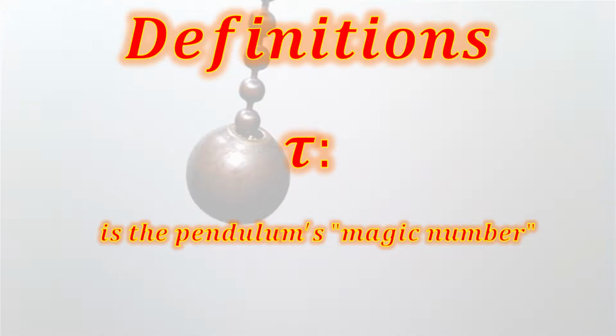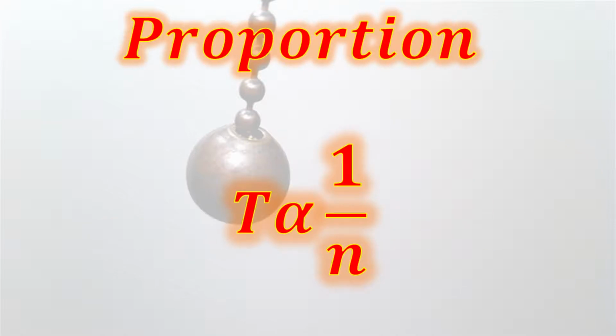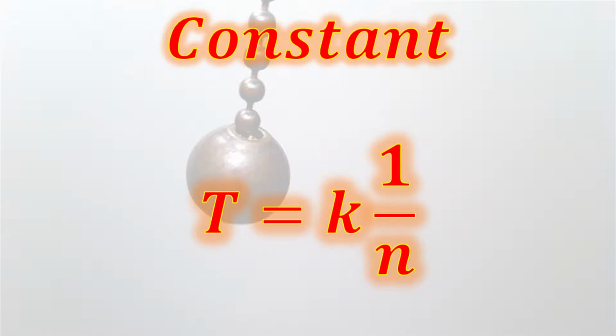So let's set up a proportion. I have the time period in seconds, proportional to 1 over the number of beats per minute. Remember, it's inversely proportional. If it were a direct proportion, tau would be directly proportional to n. But it is not, so that's why the fraction is there. Now, in order to set up an equation, we need a constant. So now I have t equaling k, which is going to be our constant, times 1 over the number of vibrations.